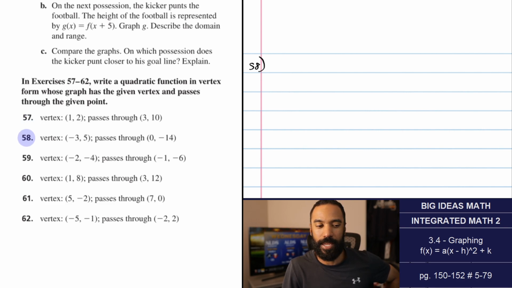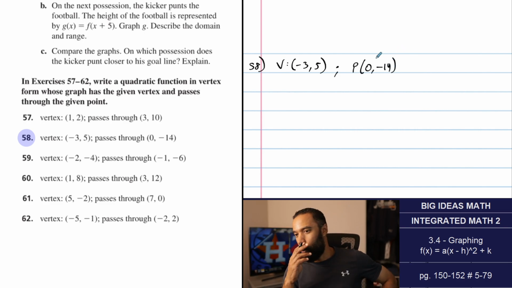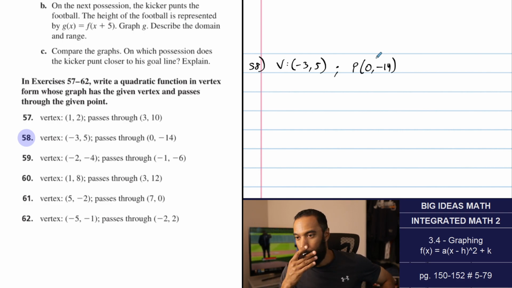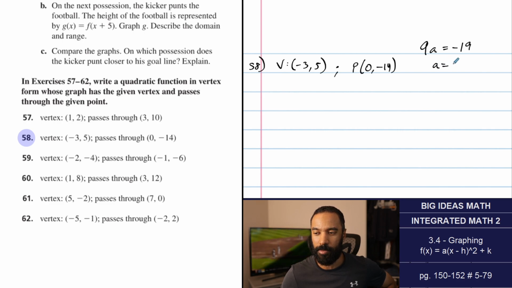Vertex is at negative 3, 5, and passes through the point 0, negative 14. Okay, so 0 is 3 away from negative 3. Normally we'd go up 9, but now we're going to go down, so it's going to be negative, and from 5 to negative 14 is negative 19. We're going to multiply 9 by some number and get negative 19. That's the distance. And then a is going to be negative 19 ninths. That's what I believe I'm going to get as an answer.